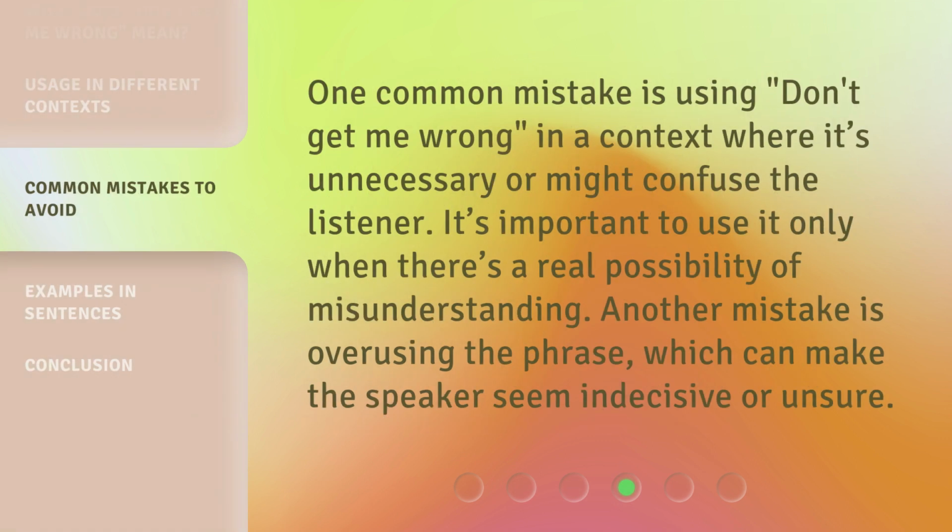One common mistake is using "don't get me wrong" in a context where it's unnecessary or might confuse the listener. It's important to use it only when there's a real possibility of misunderstanding. Another mistake is overusing the phrase, which can make the speaker seem indecisive or unsure.